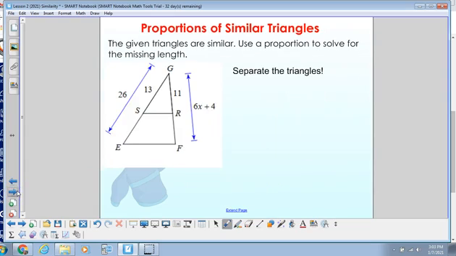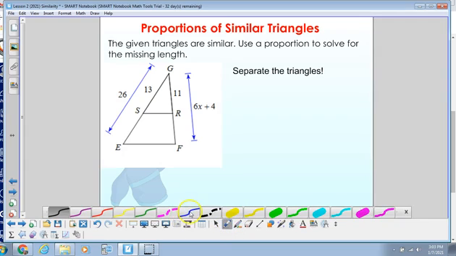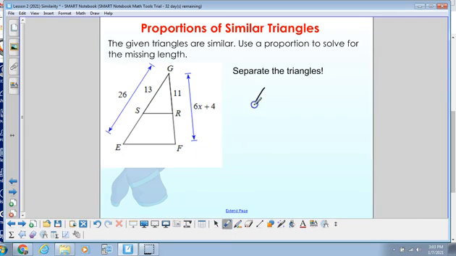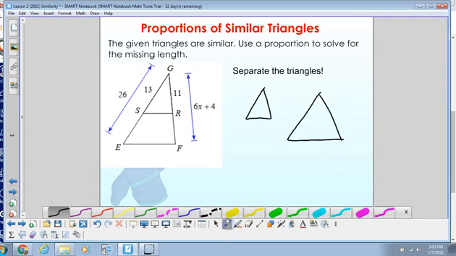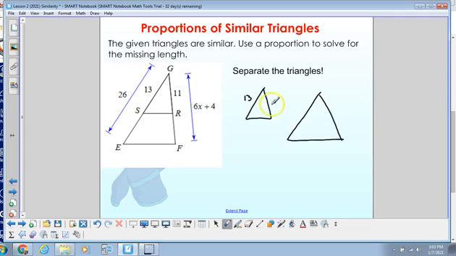Okay, try another one like that. There are 2 triangles in this picture, so let's separate them. Here's a smaller one, and there is a larger one. Again, my figures are not really done to scale, but they don't have to be. You just need to be able to get the correct information on them. We've got 13 and 11 in our smaller triangle. In our larger triangle, we've got 26 over here, and we've got on this side 6x plus 4.